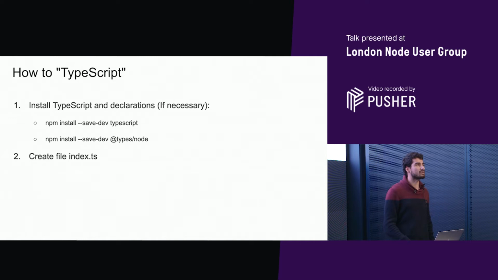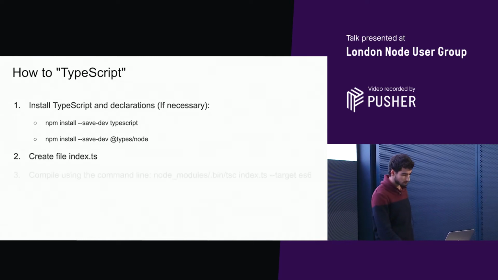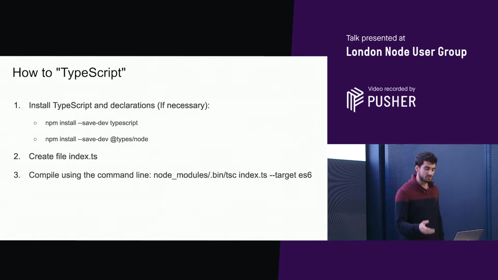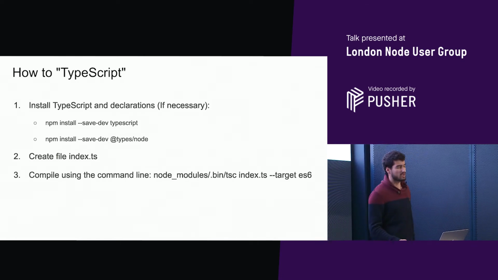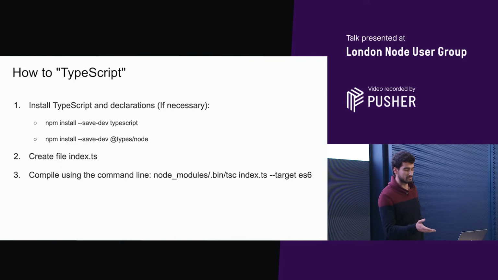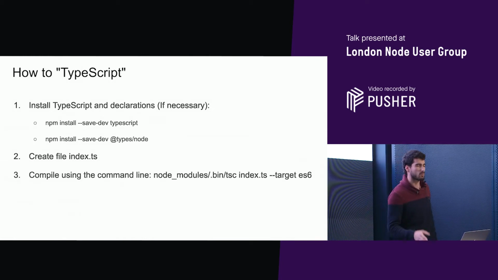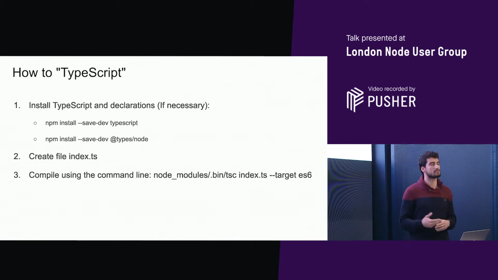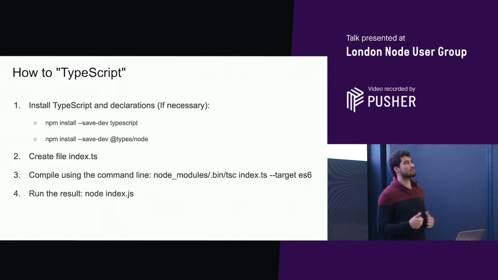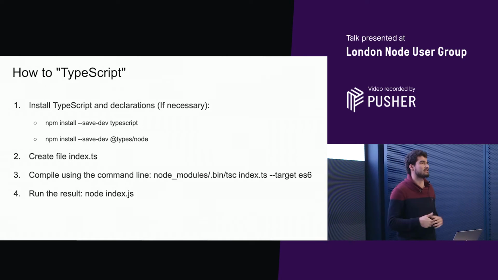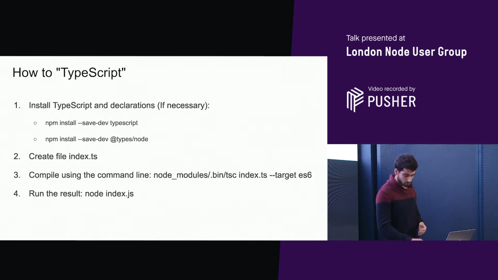Then we create our TypeScript file. Then we compile it using the tsc command. We can specify some arguments to the compiler. In this specific case, I'm saying that I want to compile to ECMAScript 6. And then it generates our JavaScript file, and we can just run it as normal JavaScript.